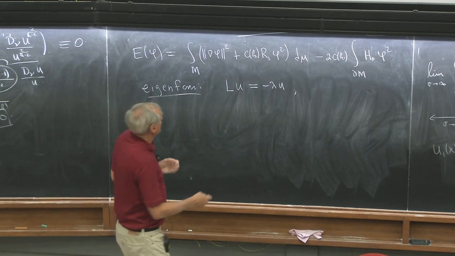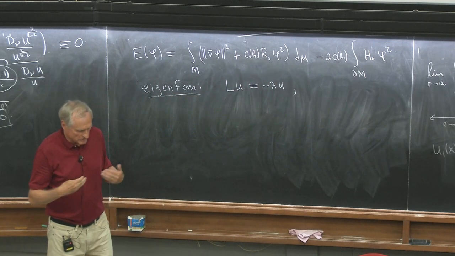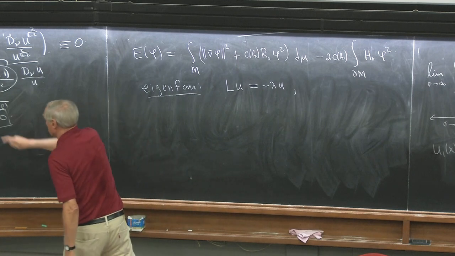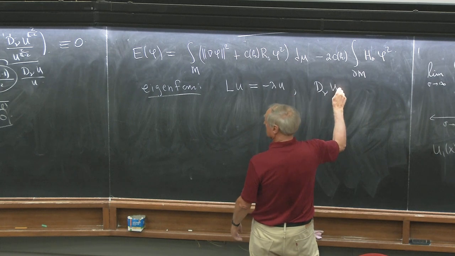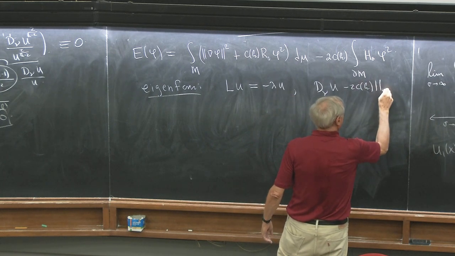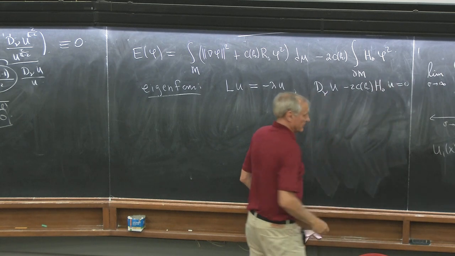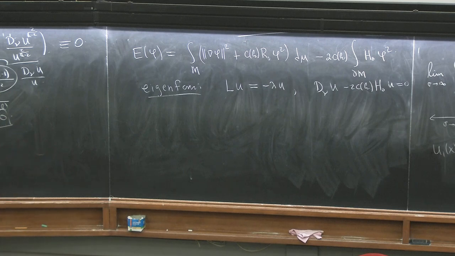just compute the deformation, the variation for the form is exactly this one. It's d nu u minus 2 C of k times h naught u is 0. So in other words, if I think of the eigenfunctions as giving me conformal factors, those will automatically make the boundary mean curvature 0.